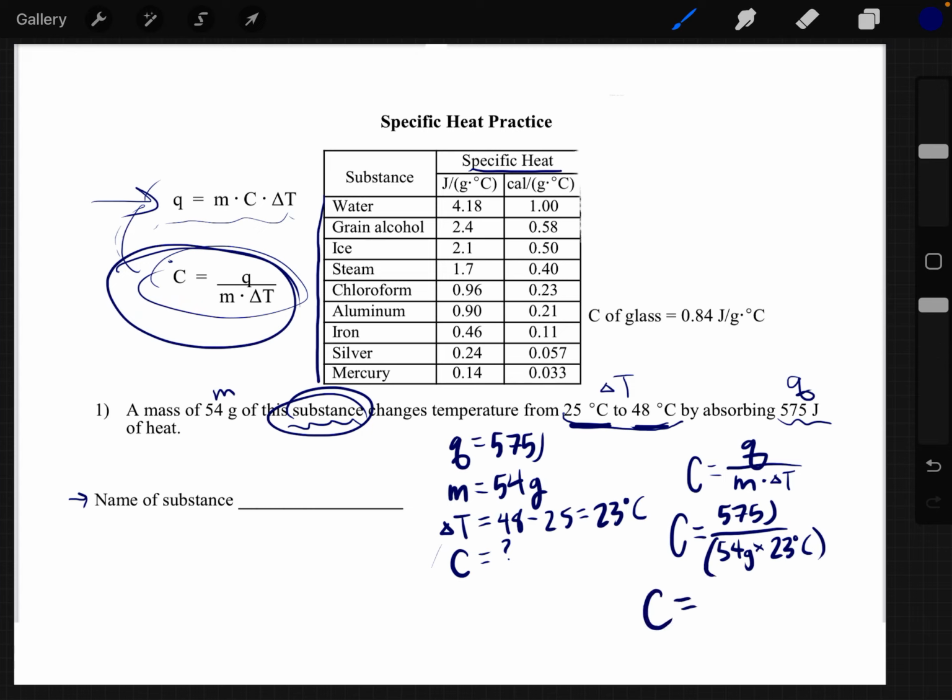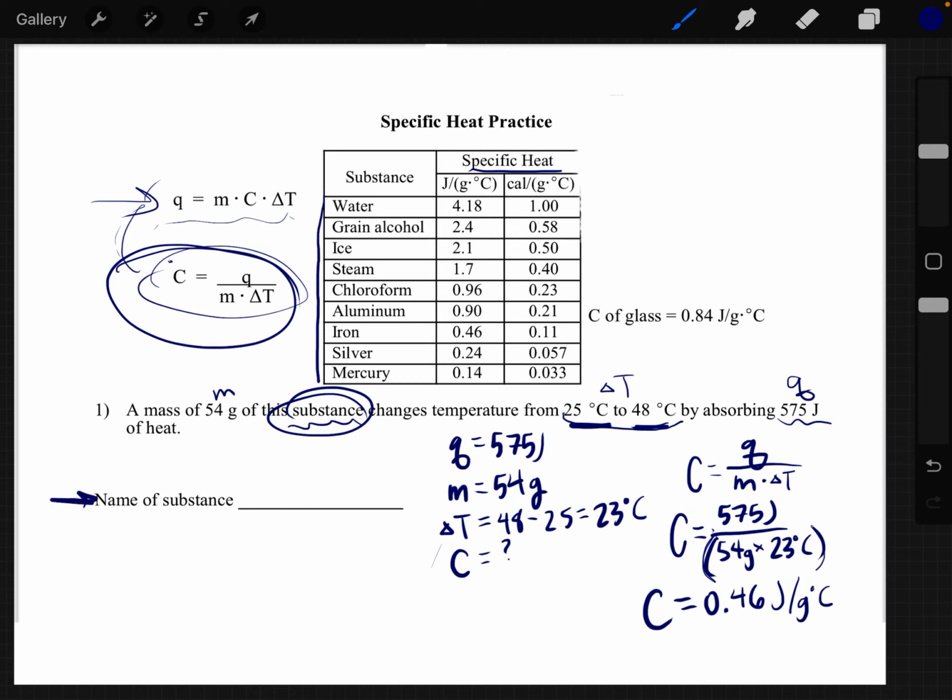So in my calculator, I'm going to follow exactly what I just wrote down, including those parentheses. So I'm going to type 575 divided by parentheses 54 times 23, close parentheses, enter. And I get a specific heat of 0.46 joules per gram degrees Celsius. So now that I have a specific heat, that's awesome.